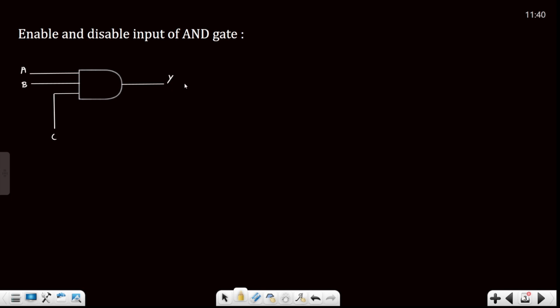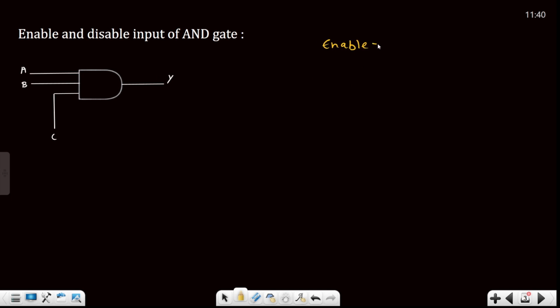Yesterday in the previous video we learned about the basic gates, and today we will learn about the enable and disable input of these basic gates. So what is this enable and disable input? Let us understand what is enable first.